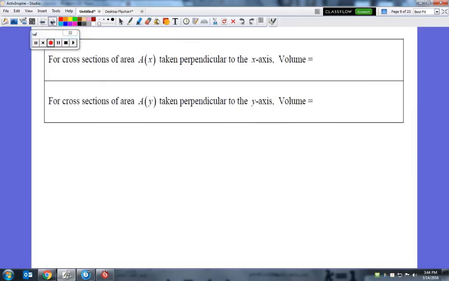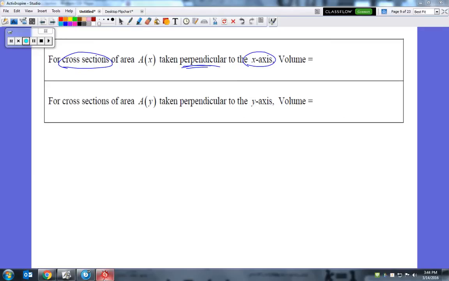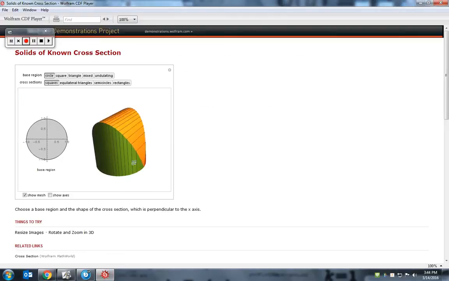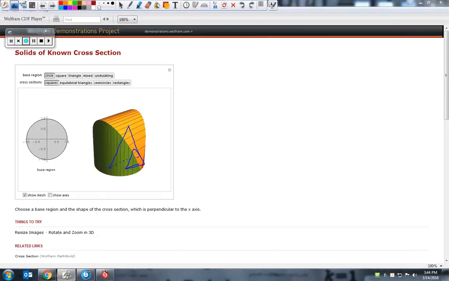Okay, so let's keep going to our examples that we have. The examples that you see here, the cross sections that are perpendicular to the x-axis. So if I were to go back to my shape as far as perpendicular to the x-axis, it would look something like, and I'm going to draw this as best as I can, because it is a little bit of three-dimensional rendering. So here's the y-axis, and here would be the x-axis.